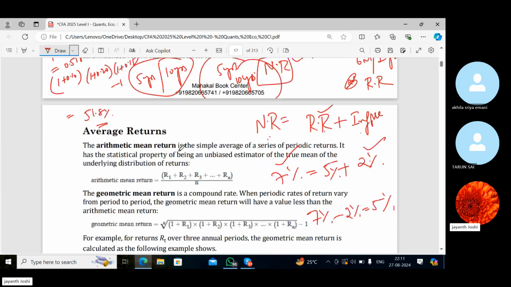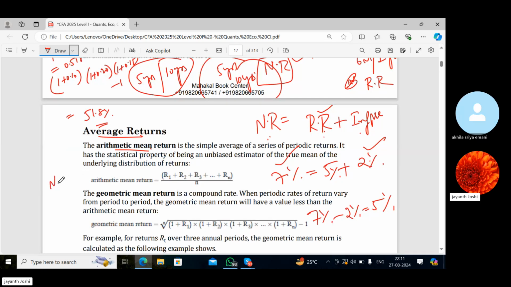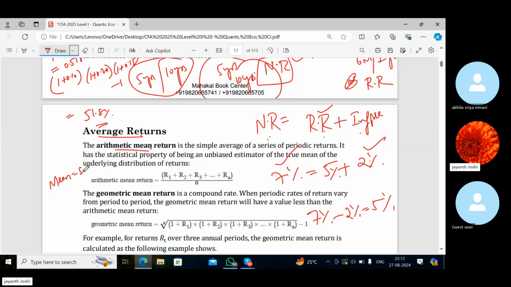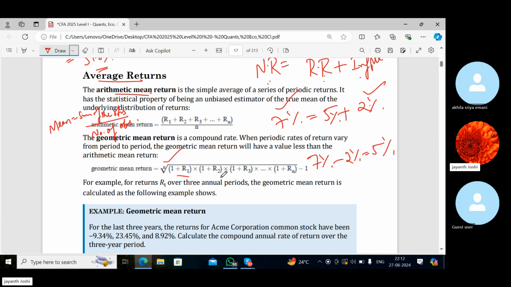Now let's go for the average return. I'm speaking about arithmetic returns. So you know very clearly what is arithmetic return. It is nothing but the mean, the sum of the observations divided by the number of observations. And then there comes the geometric mean, that is the nth root of (1 plus r1) into (1 plus r2) into (1 plus r3) up to (1 plus rn), and out of the root, minus 1. Just make a note of these two formulas. We will discuss some concepts regarding this.